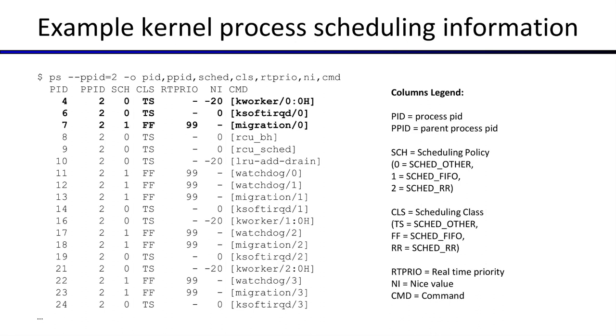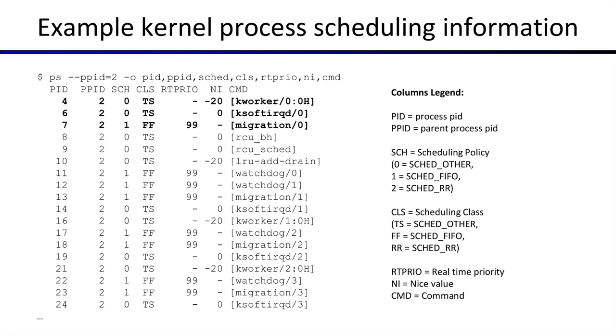Let us look at the next one, PID 6. PID 6 is also SCH 0 and CLS TS, which means it's a SCHED_OTHER normal process. It has a nice value of 0. 0 means it's the normal default value that is assigned to a process.